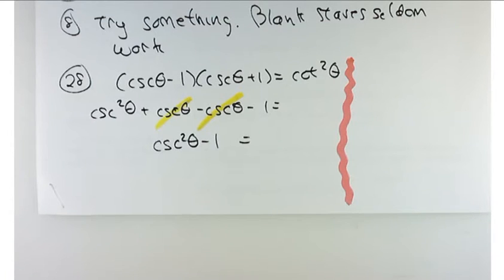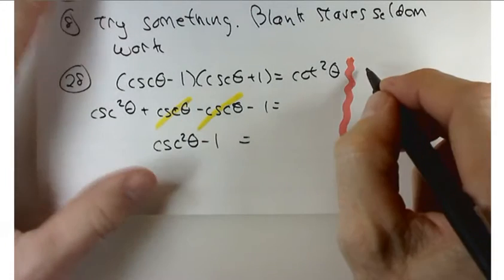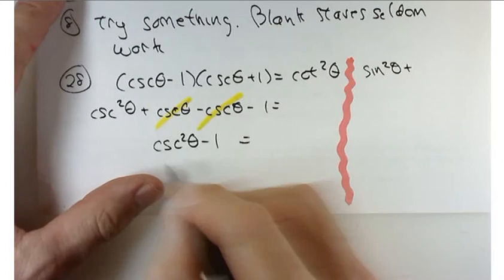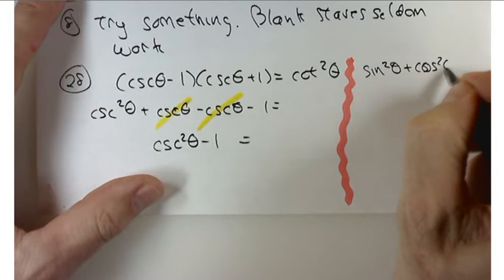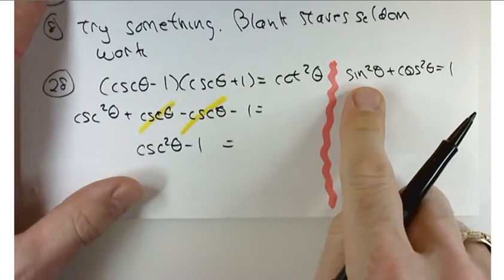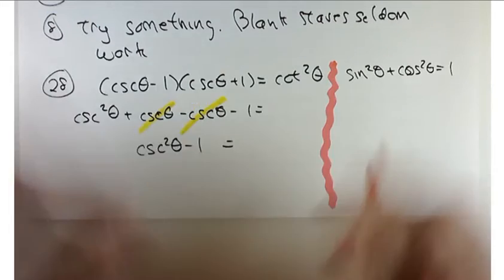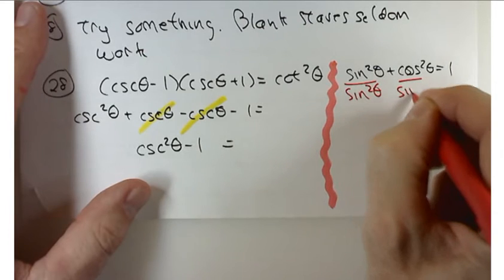Now, I've been teaching this course a long time, and I don't have all the versions of the Pythagorean theorem memorized. Let's just think about cosecant squared of theta. What's the denominator of cosecant squared? Sine. So let's take the Pythagorean theorem and divide it through by sine squared of theta.